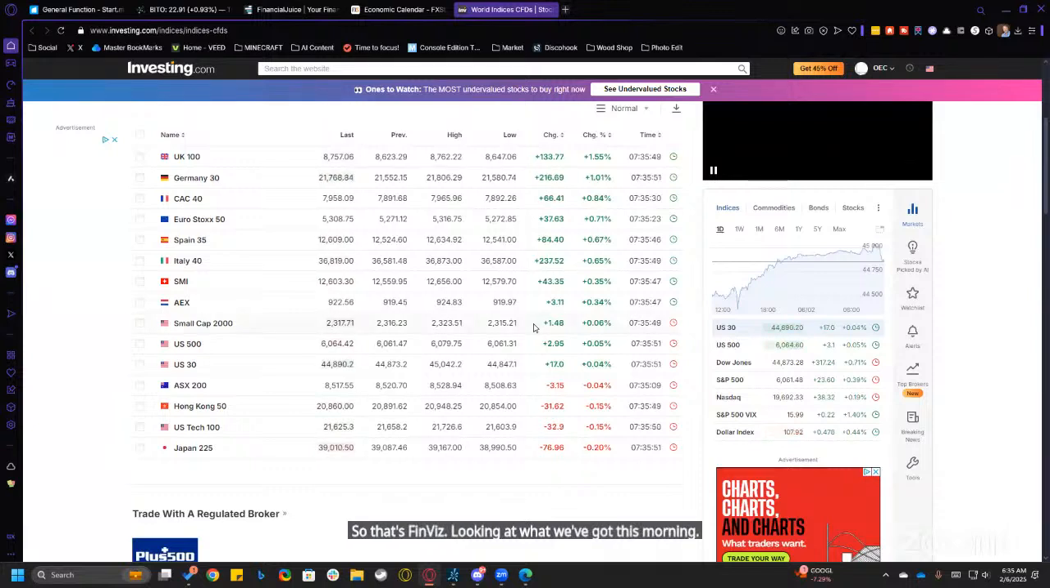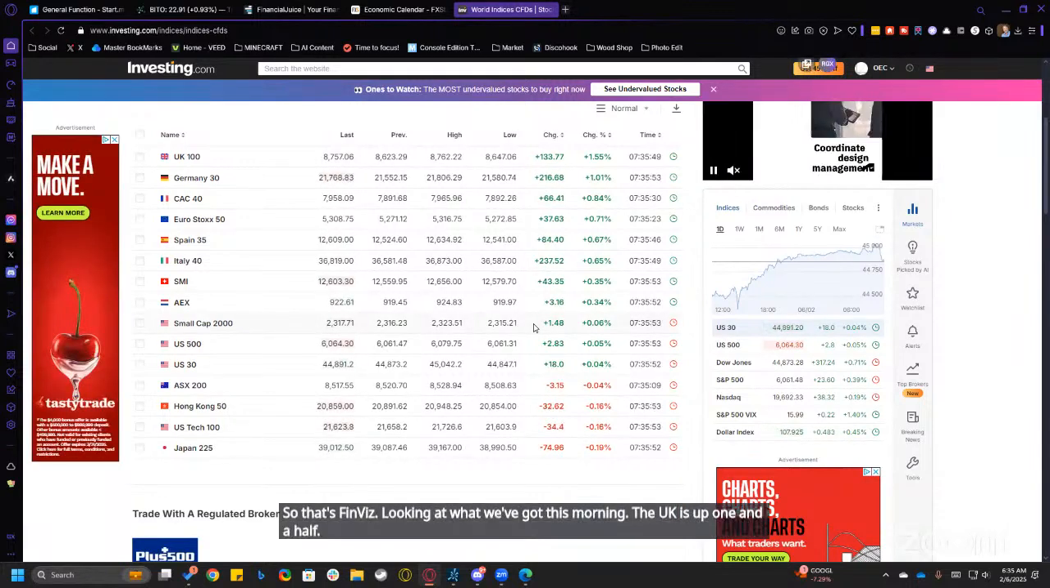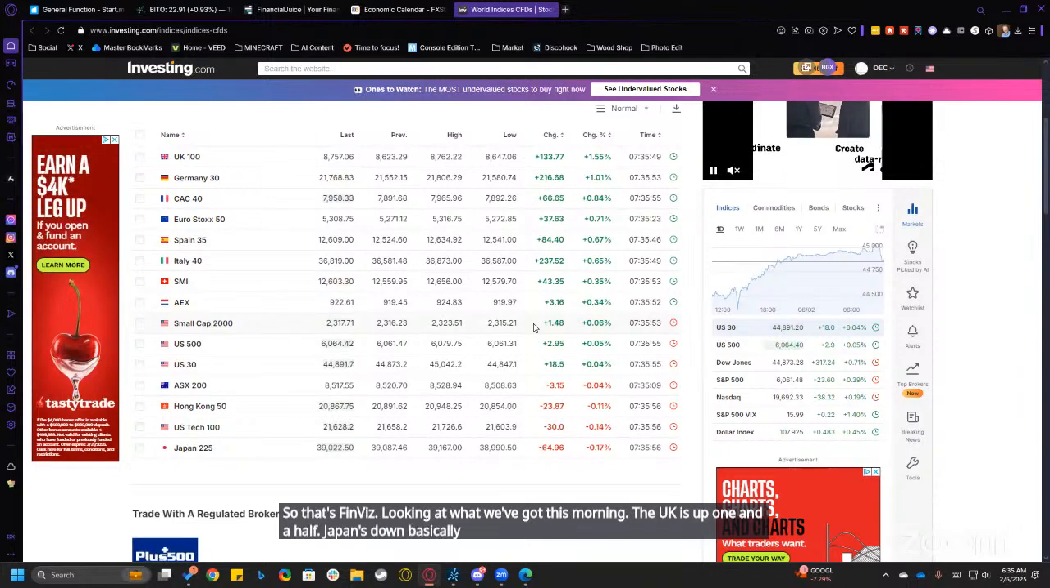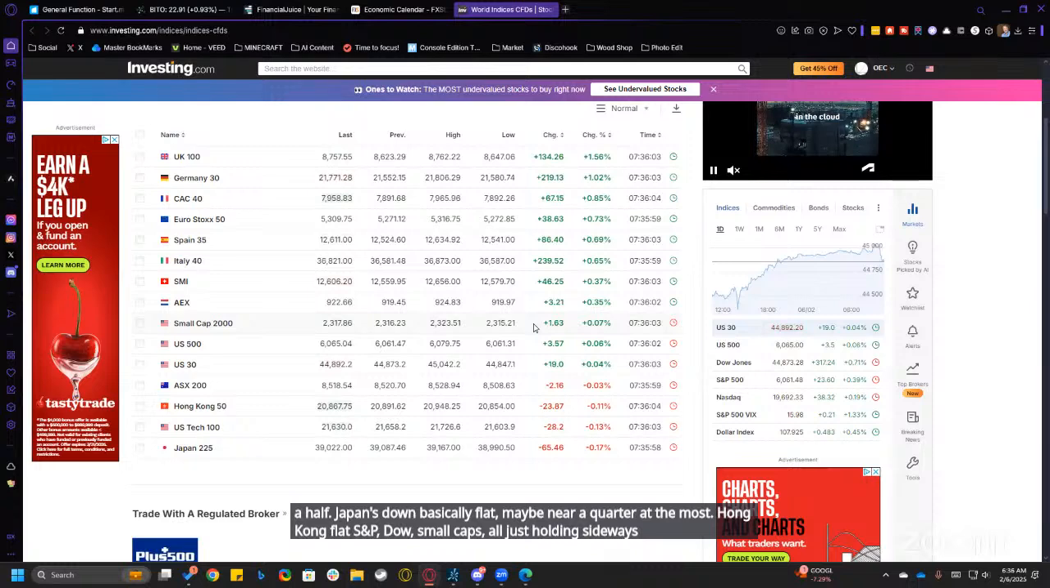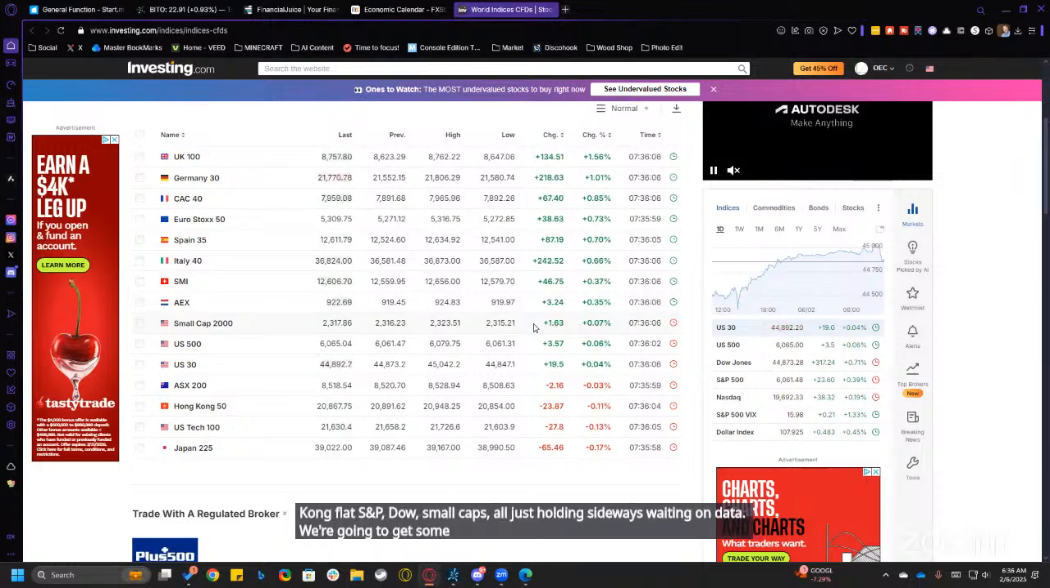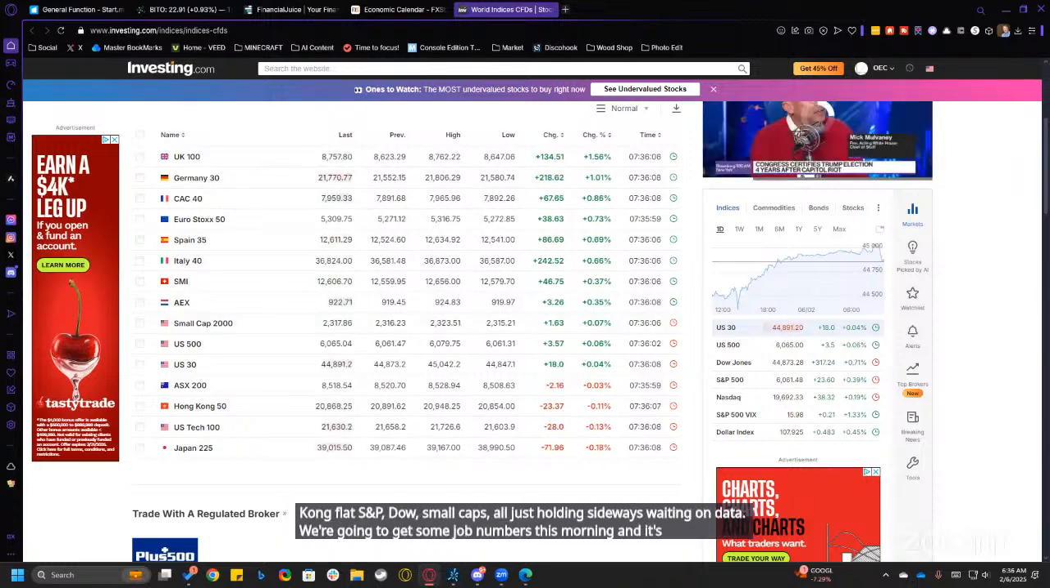the UK's up 1.5. Japan's down basically flat, maybe near a quarter at the most. Hong Kong flat. S&P, Dow, small caps, all just holding sideways, waiting on data. We're going to get some job numbers this morning, and it's not the biggest job numbers. It's just some of the job numbers, right? We've been getting job numbers all week.